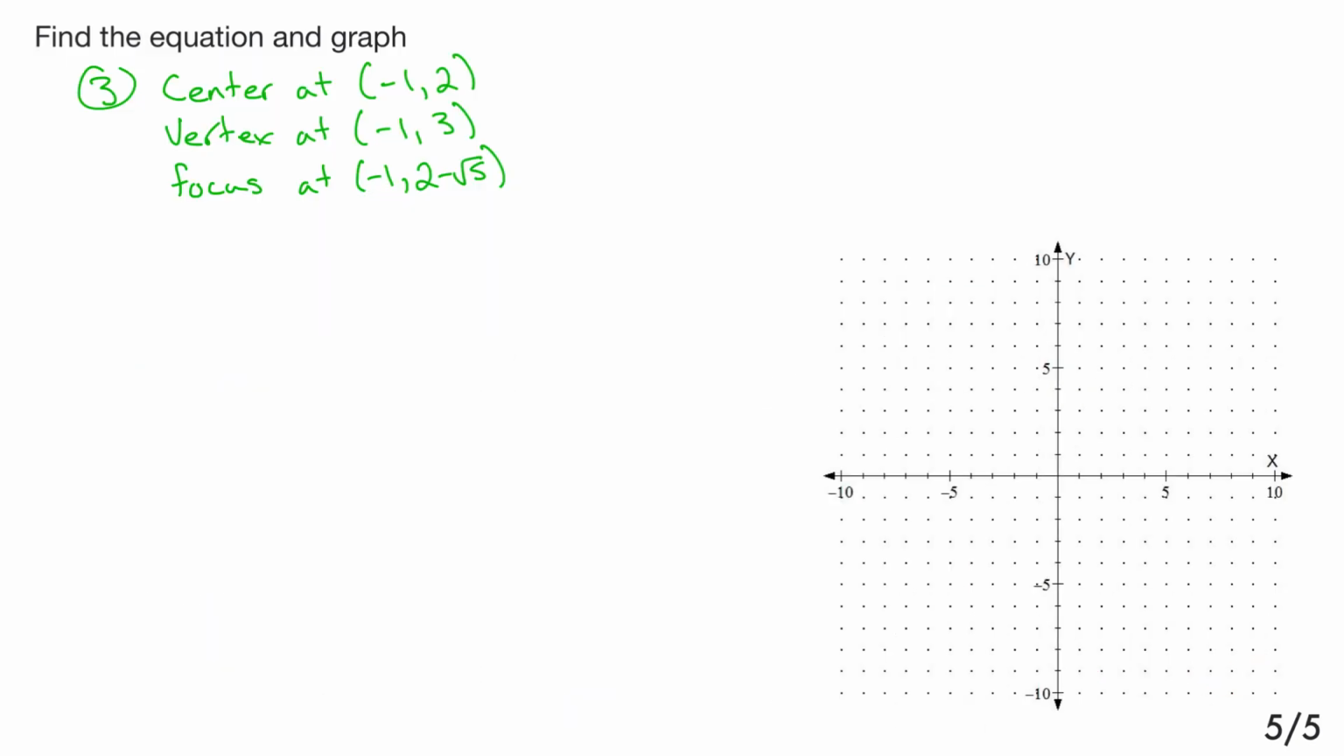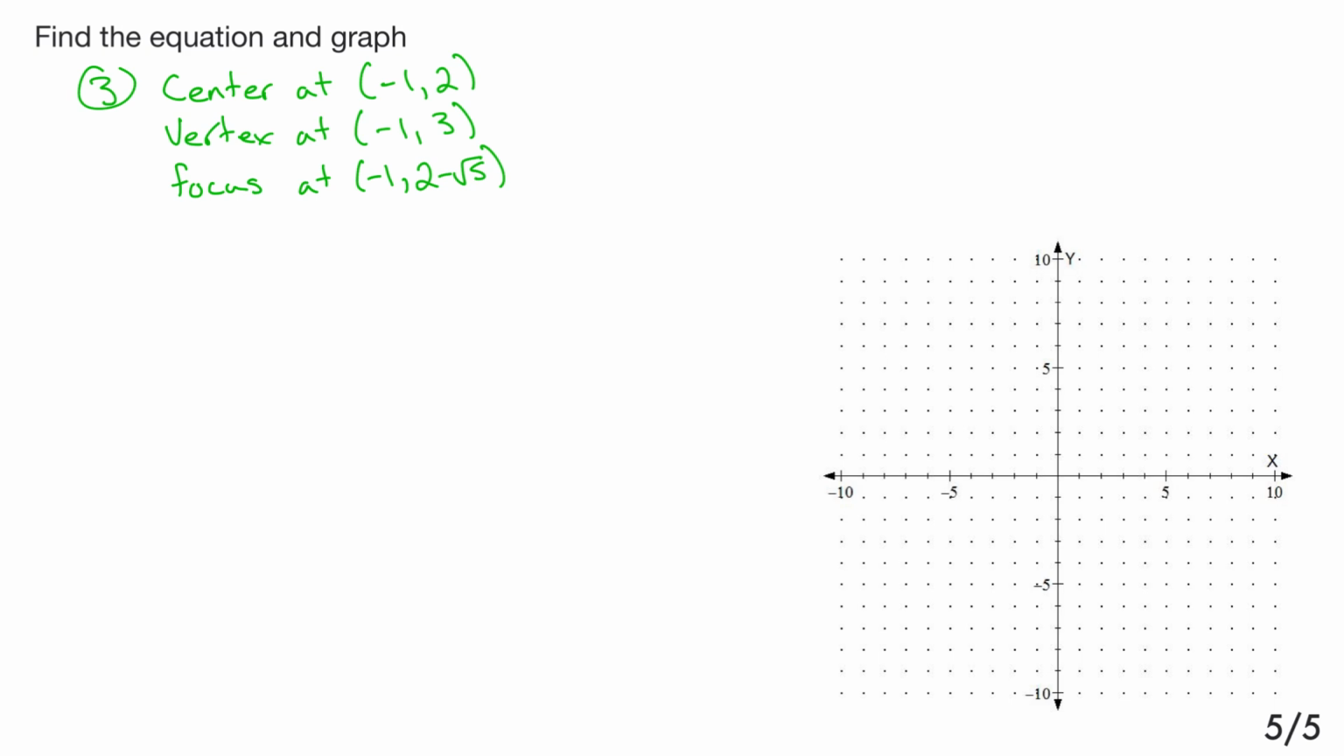The very last variation that I want to go over is one where we actually don't get an equation. We want to find the equation, but we're given certain pieces of information. So for problem number 3, I've got a center at -1, 2. I've got a vertex at -1 comma 3. Notice they only give me one of the vertices. I don't have the second one. And they tell me the focus is at -1 comma 2 minus root 5. So they're nice enough to just give me the non-decimal version, which is very, very helpful.